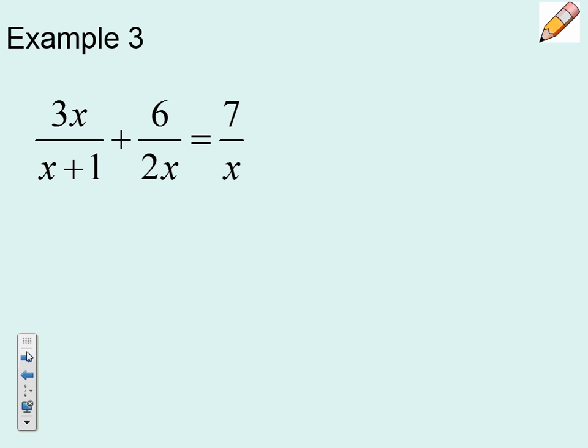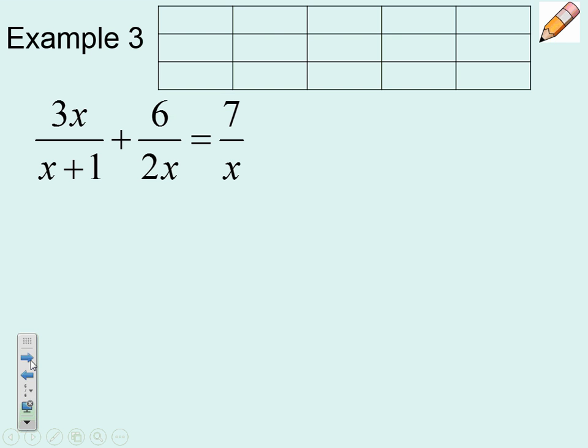So here's example 3. Let's take a look at this one. We need to make some common denominators again before we can start solving that problem. Here we go. Top, notice the 3 rows there for my 3 fractions. This is how I organize to make my common denominators.